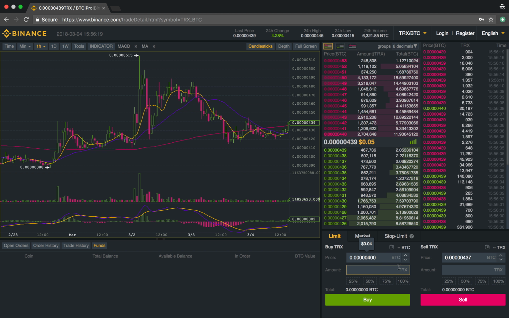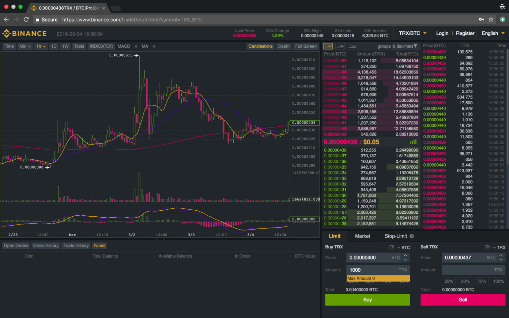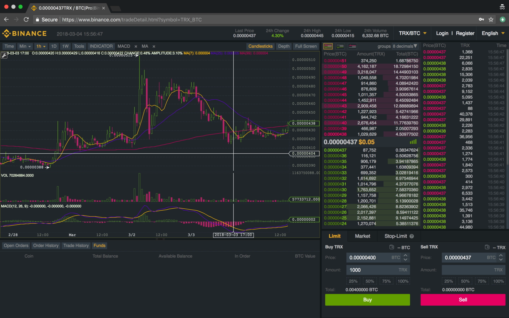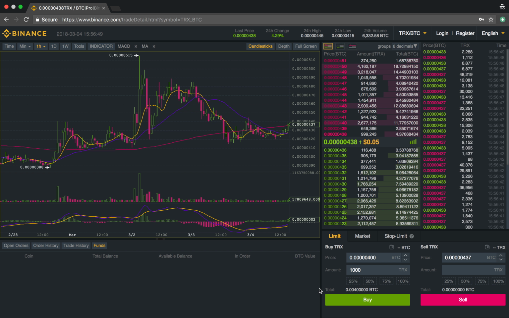I'll put in the number of Tron I want to do, let's say 1,000 Tron, and it'll tell me that I need 0.004 Bitcoin in order to make this happen. I'm not going to make a purchase right now since this is not an account. This is just their chart platform, if you will, their trading platform.